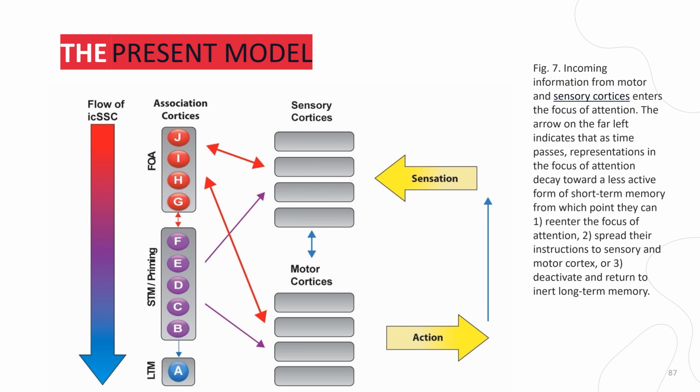Let's read the caption for this figure. Incoming information from motor and sensory cortices enters the focus of attention. The arrow on the far left indicates that as time passes, representations in the focus of attention decay toward a less active form of short-term memory, from which point they can: 1. Re-enter the focus of attention, 2. Spread their instructions to sensory and motor cortex, or 3. Deactivate and return to inert long-term memory. This figure mentions sensory, motor, and association cortices, so let's talk about them next.